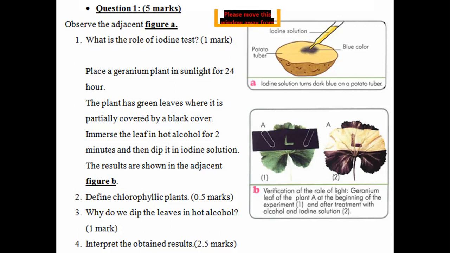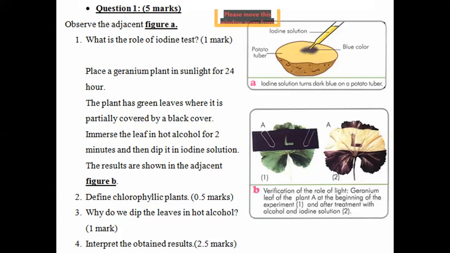Define chlorophyllic plants. Some of you, what did they do? They said chlorophyllic plants are the green plants only. This is not a definition. Green plants contain the chlorophyll. Here you complete the definition, it's missing. So chlorophyllic plants are the green plants that contain the chlorophyll.